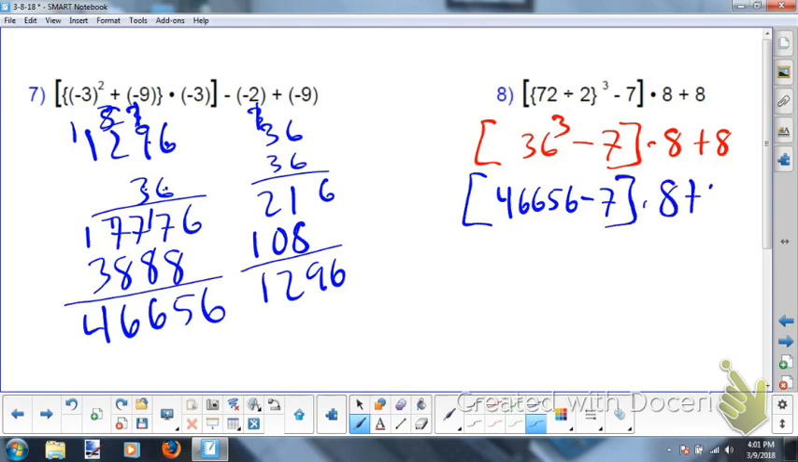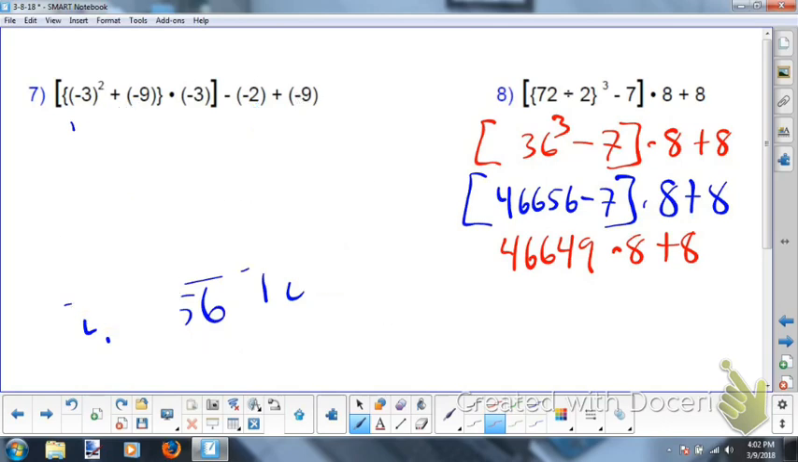So the next thing I have to do, still got to do the brackets. So I still have to do this. I'm going to do subtract. So I have 46656 minus 7. Well, 56 minus 7 is going to be 49. So this is going to be 46649 times 8 plus 8. Now, I got multiplication and addition left. There was no parentheses up here for this, so the multiplication is going to go next.